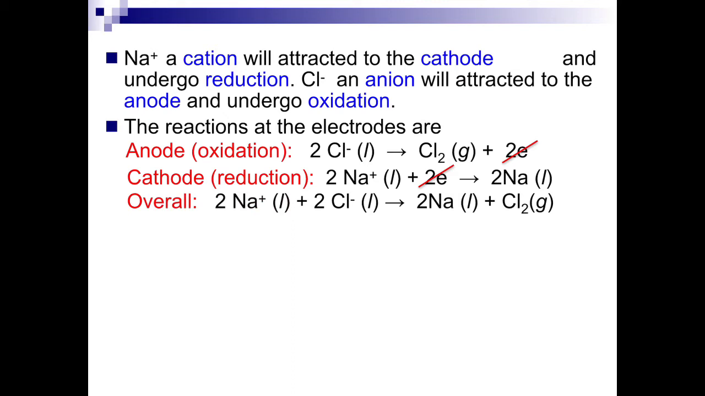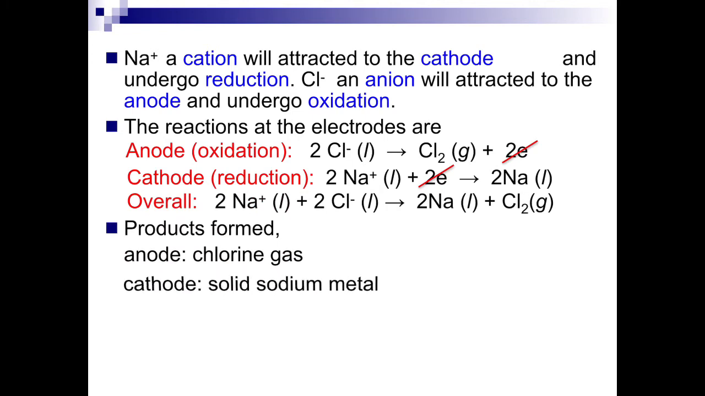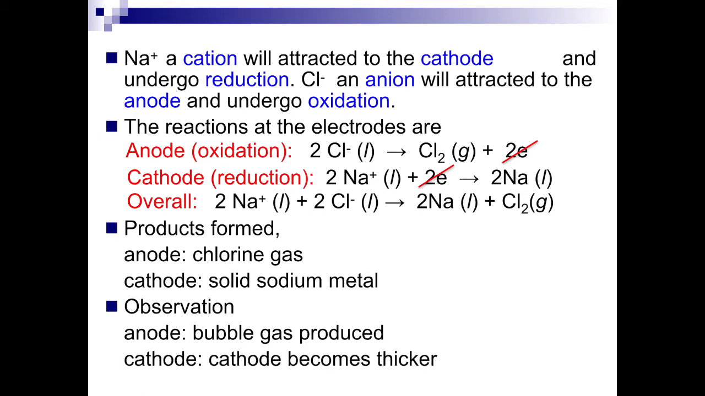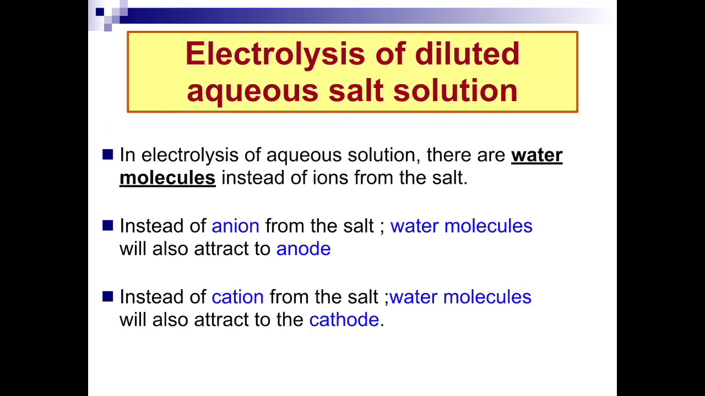Please make a correction at the phase of Na. It is solid, not liquid. Thank you. The products formed are chlorine gas at the anode and solid sodium metal at the cathode. And the observation is bubbles of gas produced at the anode representing the chlorine gas, and the cathode becomes thicker when the sodium metal is deposited. Now, let's look at the electrolysis of dilute aqueous salt solution.